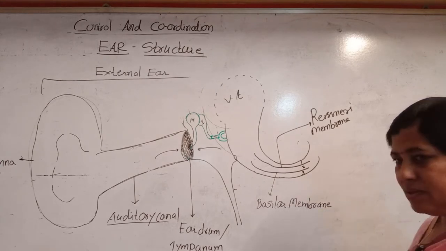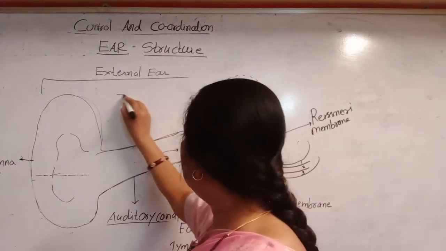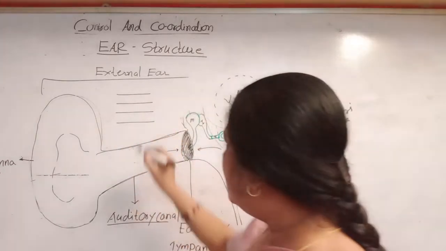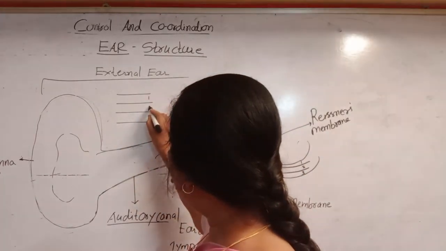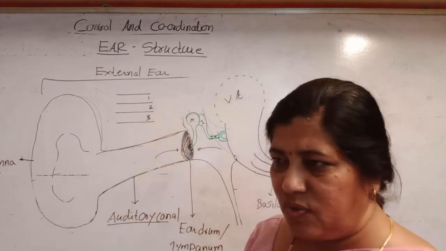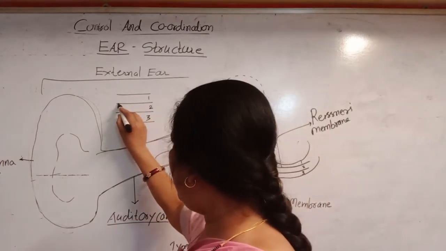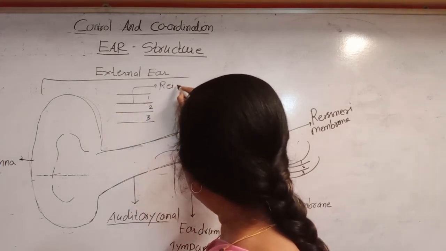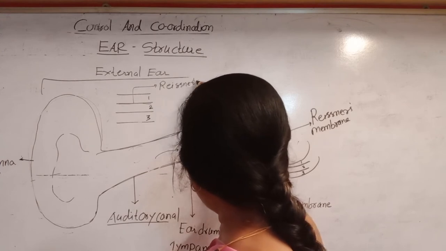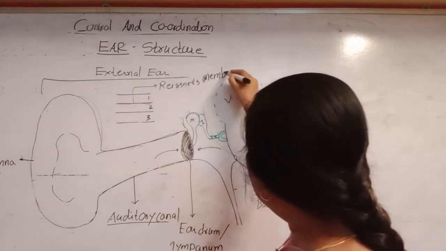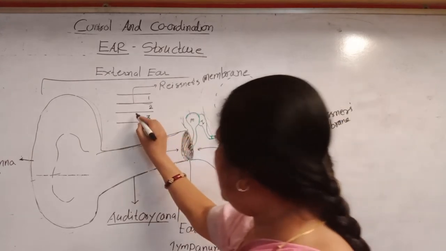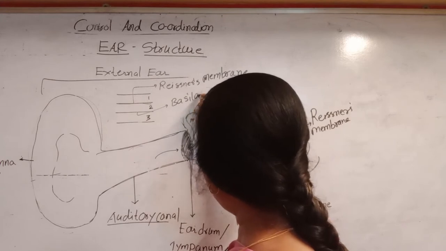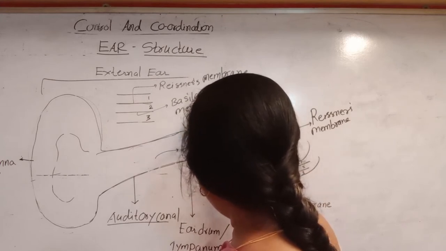Any difficulty, beta? See here, this is the part of the cochlea. How many chambers are there? 1, 2, and 3. These chambers are separated from each other by two membranes. This is Reisner's membrane, and this membrane is the basilar membrane. Any difficulty?